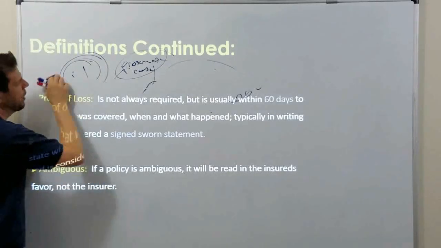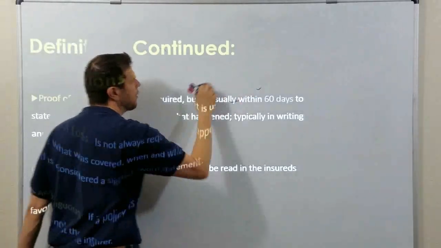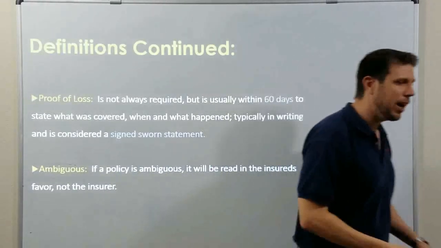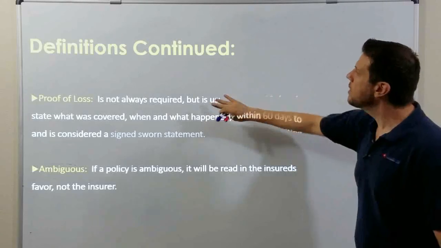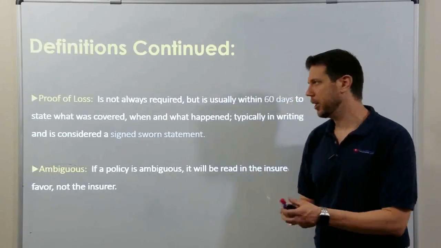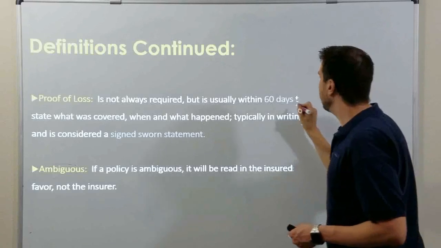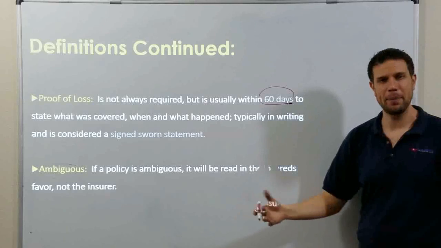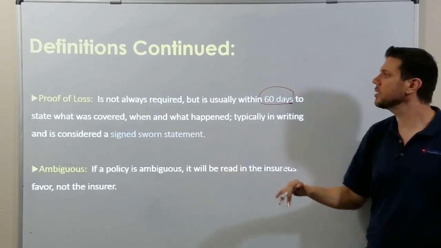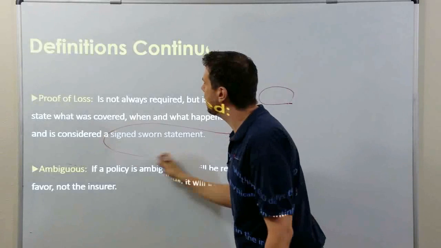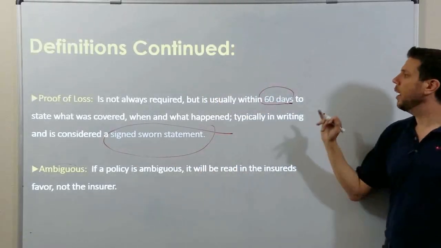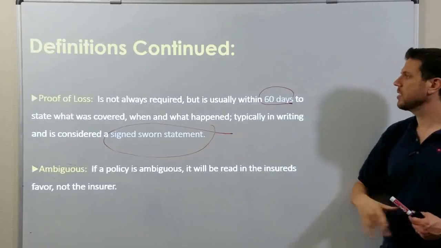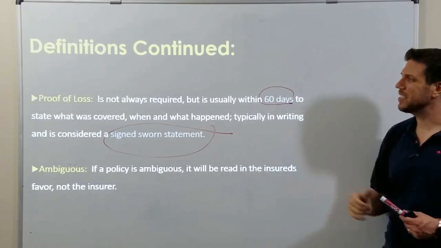Now the next definition we have is proof of loss. Proof of loss, as we covered earlier, is a signed, sworn statement. Typically, it's pictures of your property. We have 60 days to submit proof of loss to the insurance company. So you have to say, hey, this is what happened. Here's the proof that I had this loss. You have to sign this statement saying that you had this claim. And the insurance companies will then use this to pay out their claims. Proof of loss is a signed, sworn statement that we have to submit within 60 days.